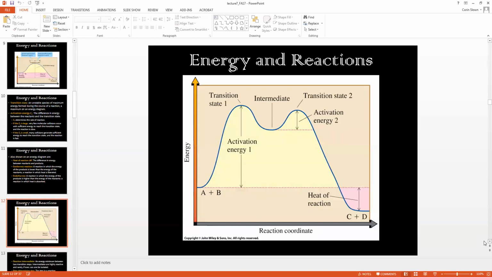Notice, depending upon the type of reaction, I could have more than one activation energy. I could potentially form an intermediate, and I might have more than one transition state. So what we see here is an example where my activation energy to form my first transition state then forms an intermediate, and then with subsequent energy, my intermediate undergoes a second transition state to form my products.